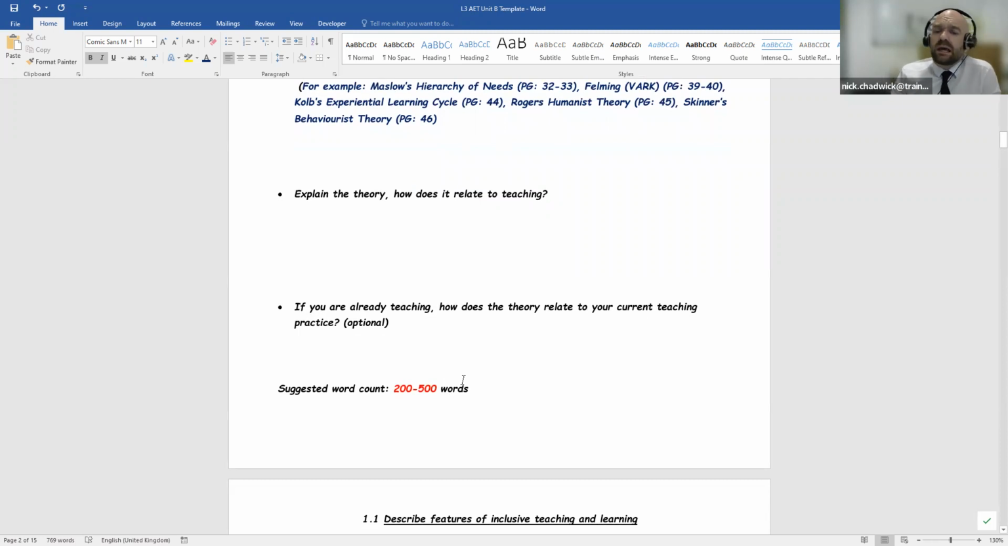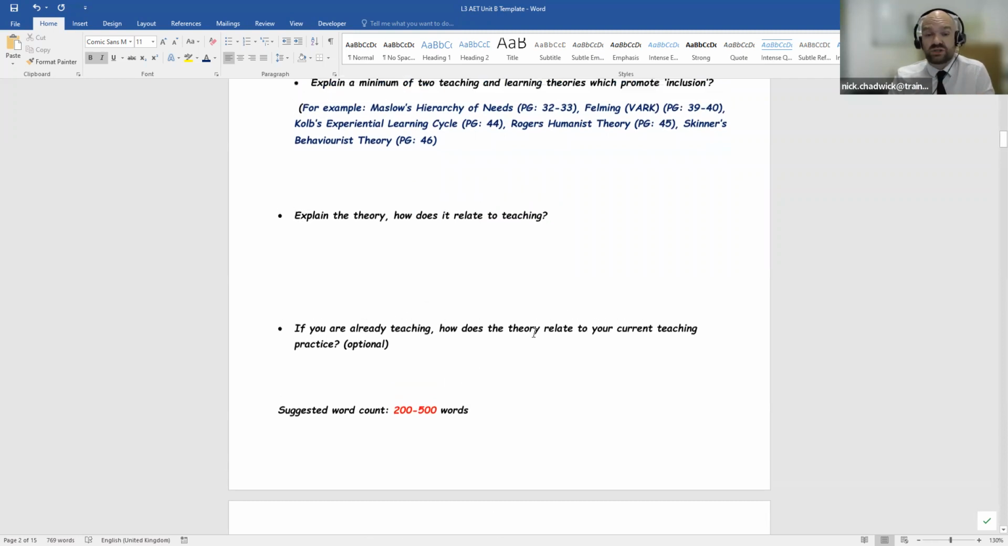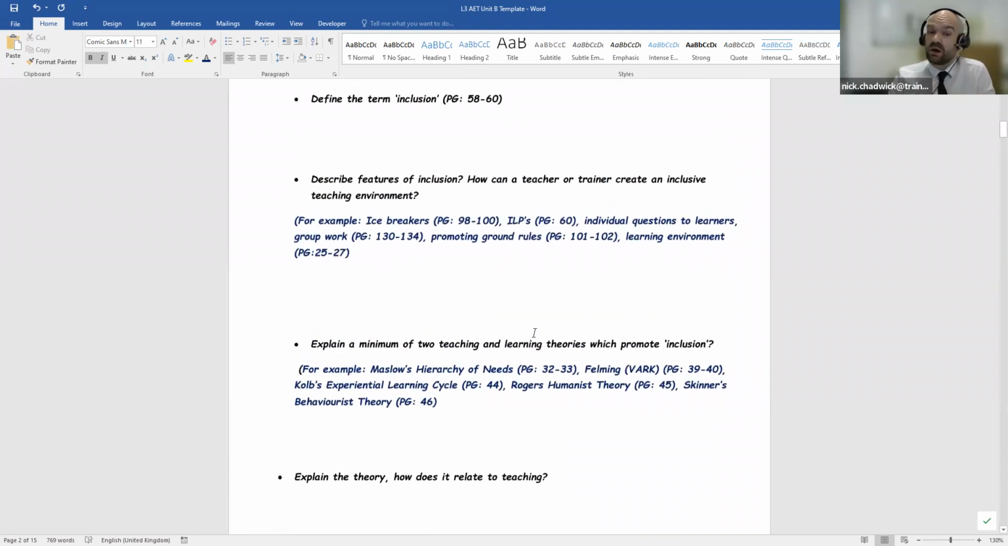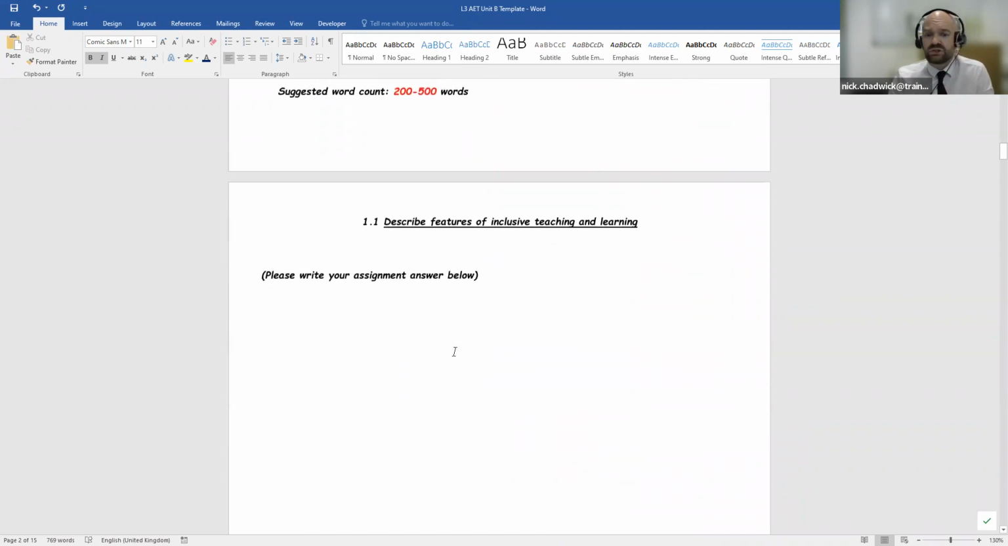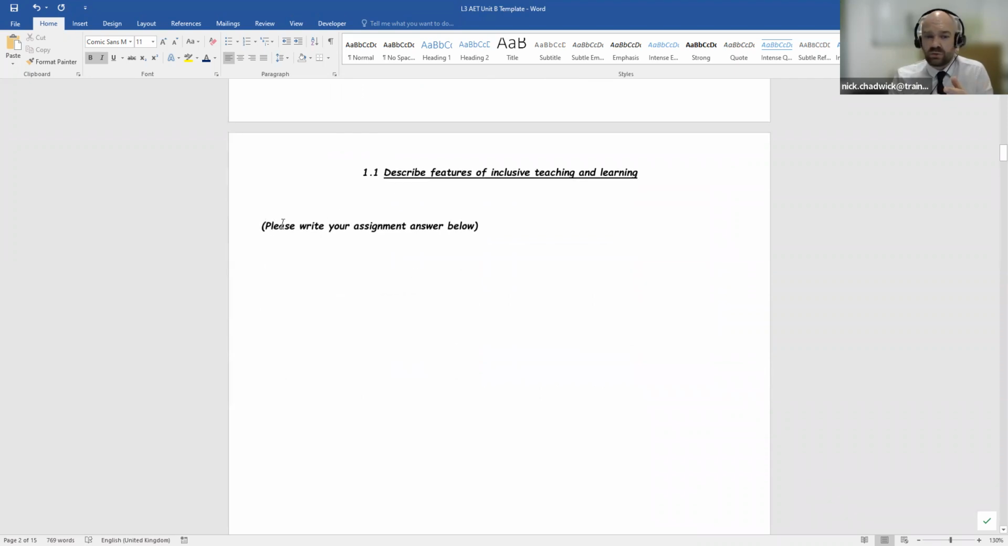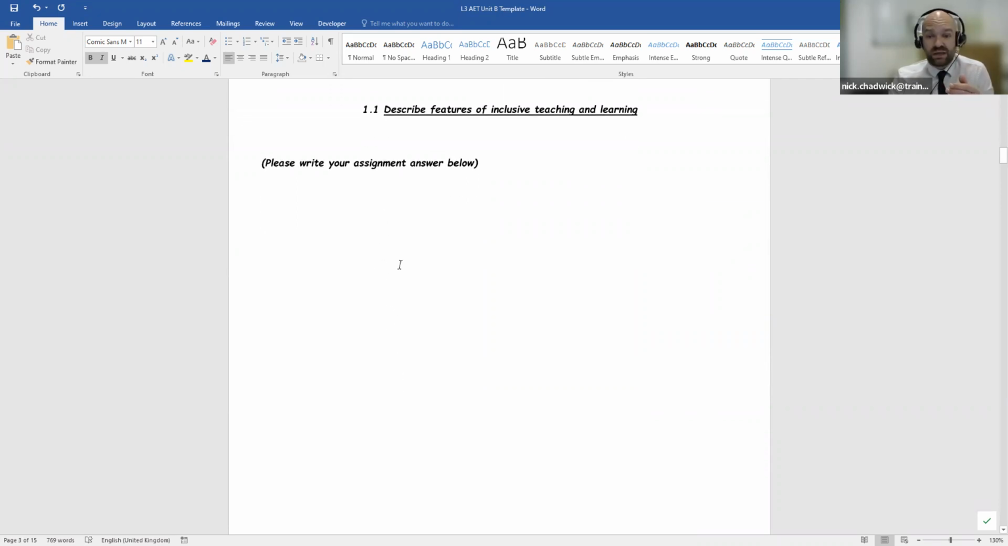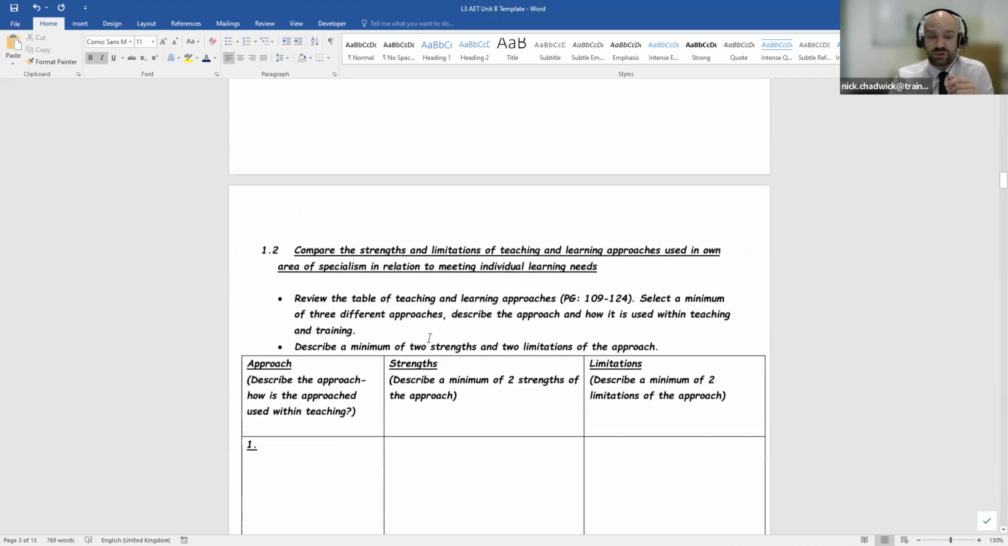Here, the suggested word count is between 200 to 500 words. You can, of course, write as much information as you wish. You might find yourself going over that limit as well, and that's not a problem. Okay, you can write in the first or the third person there. So we have our suggested structure that you can follow. And just underneath, we have just page 2 where it says, please write your assignment answer below. So you can use those bullet points as a guide and write within this section here. Okay, that is obviously optional.